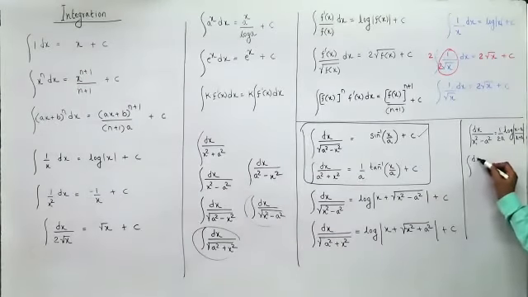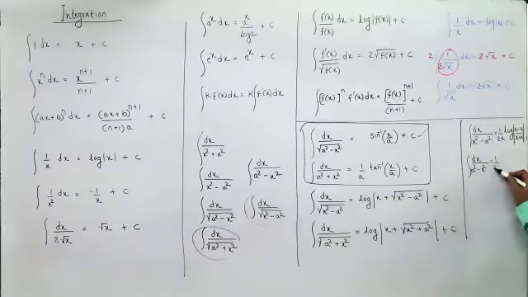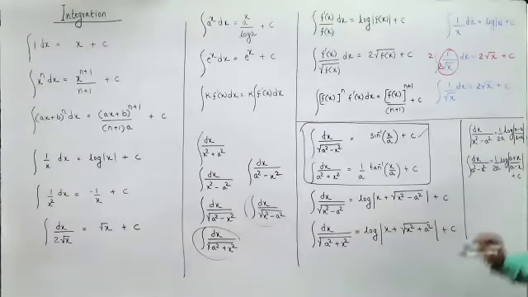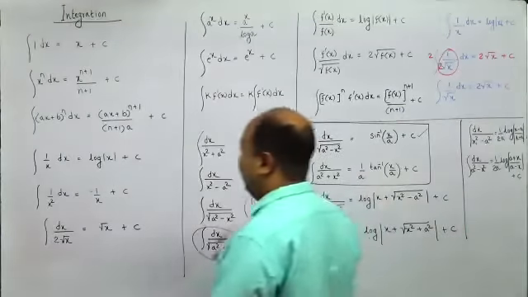Now if I say dx upon a square minus x square, then it would be 1 by 2a. You will have log, this would be a plus x upon a minus x. As I said, when x is preceded by minus, you will write minus over here. When x is preceded by plus, you will write plus over here. So these are the formulae that you have to study.